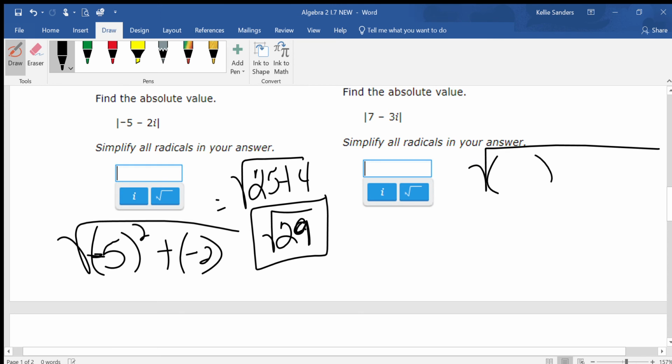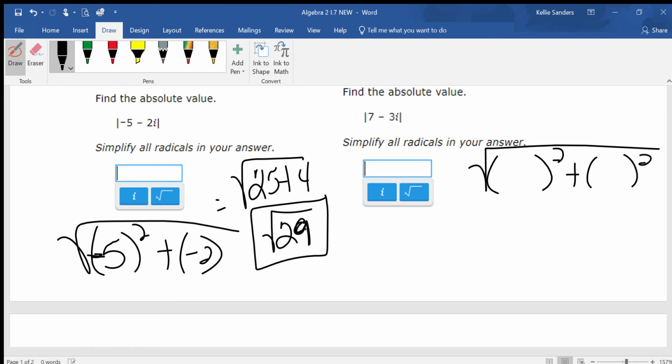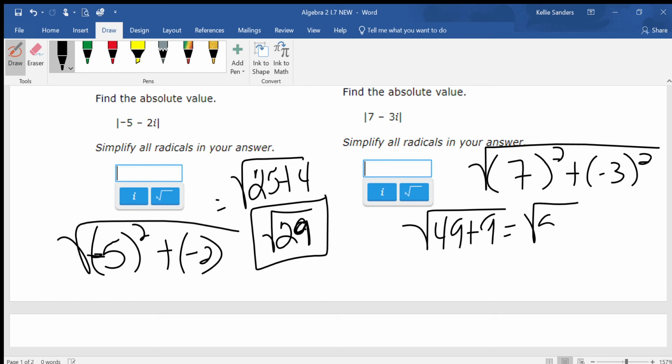Same thing. Square root of something squared plus something squared. We put a 7 and we put a negative 3. 7 squared is 49. Negative 3 times negative 3 is 9. Square root of 58. I'm thinking. 29. Nope, that does not reduce. It does not simplify. So the square root of 58 would be the answer.